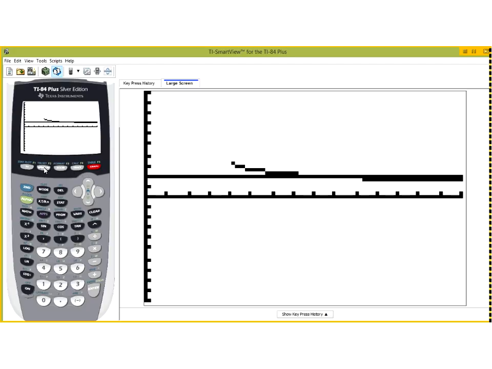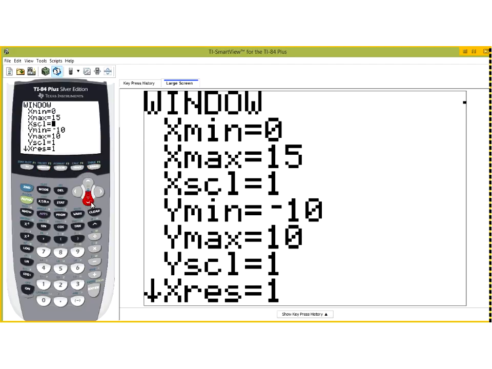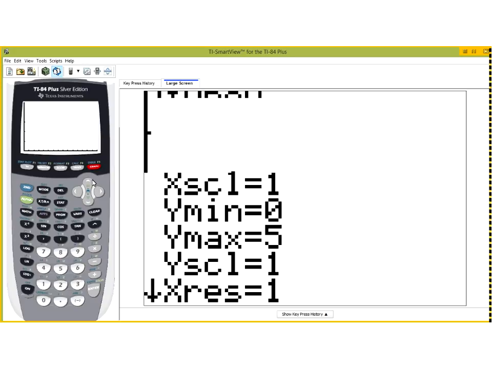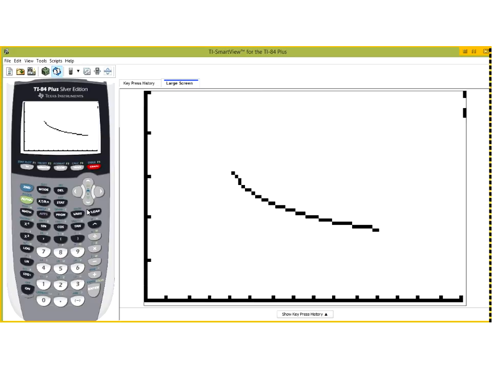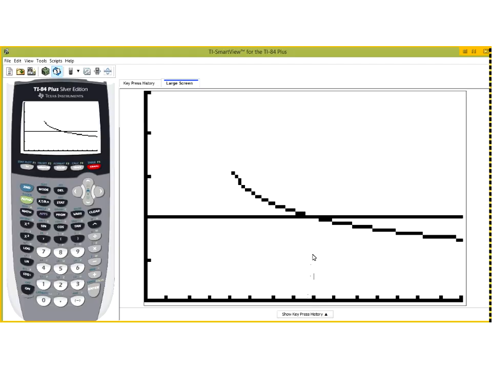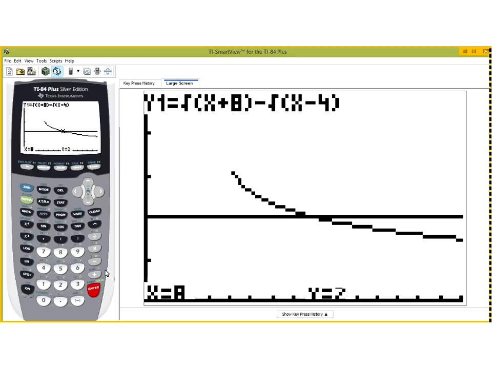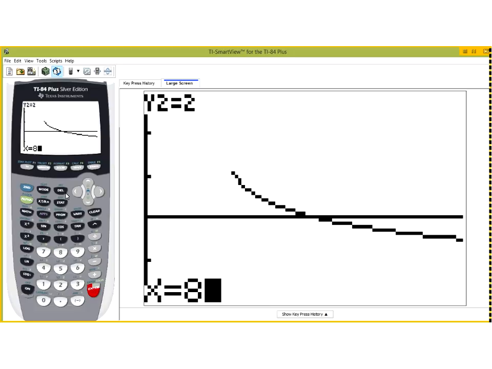So our 0 is somewhere in here. We can go to our window and change our y-min to something like 0 and maybe 5, so you get a little more resolution. And there we see that it happens right there. So let's hit trace, and let's see if that answers 8. And it certainly looks like 8.